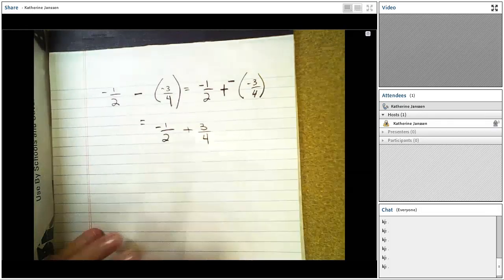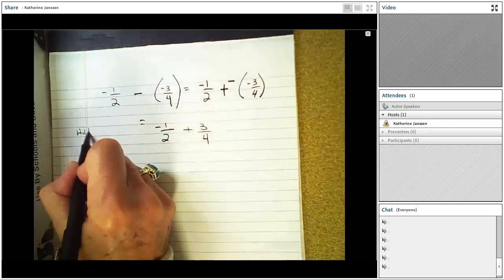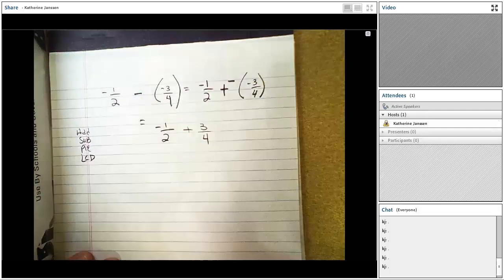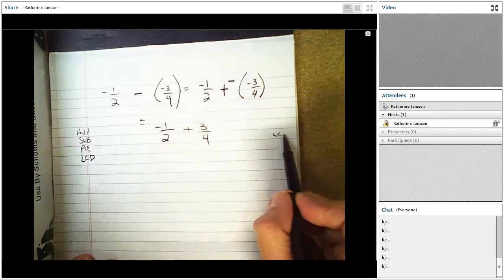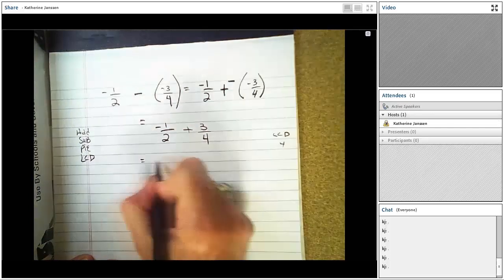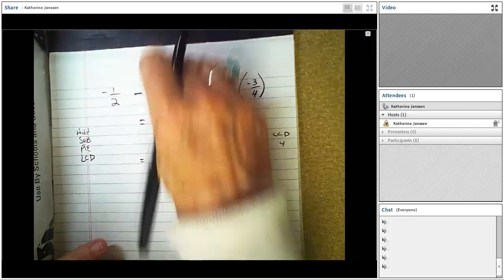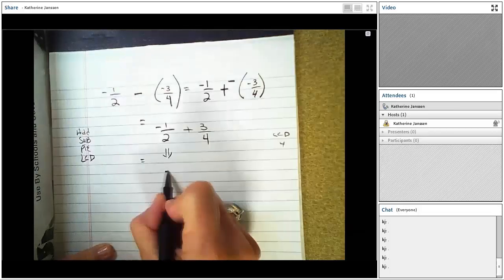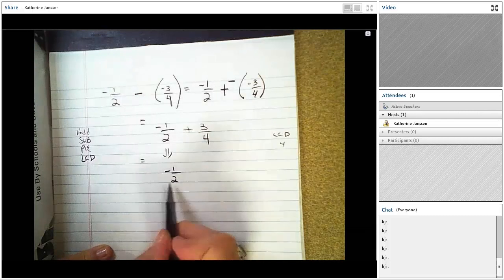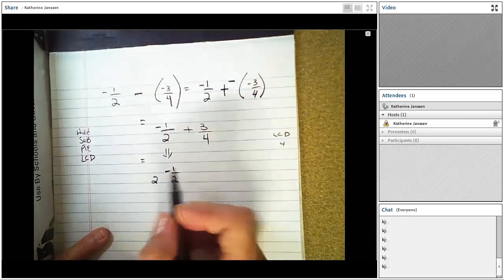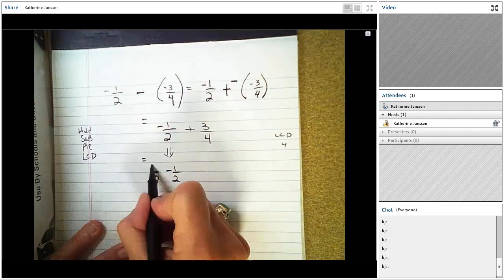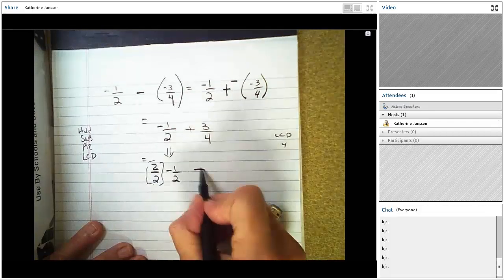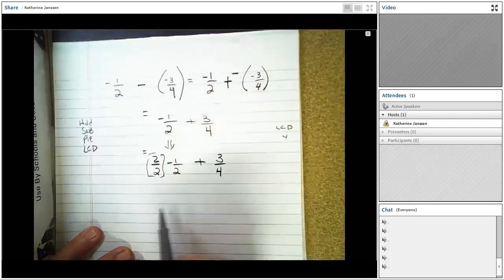And now, as we recall, whenever we add or subtract fractions, we have to think about the piece of pie, and we need a least common denominator. Looks like our least common denominator is 4. So I'm going to convert negative 1/2 to its equivalent in fourths. I have a negative 1/2. I want it to be in fourths. I'm going to multiply by 2. If I multiply by 2 in the denominator, I have to multiply by 2 in the numerator, as another name for 1. And bring everything else down the same.